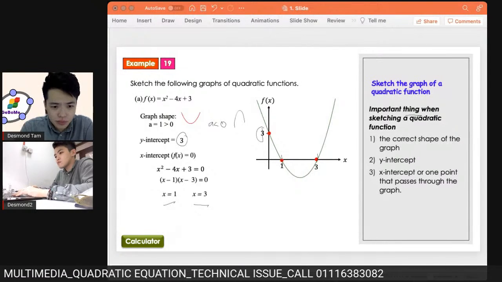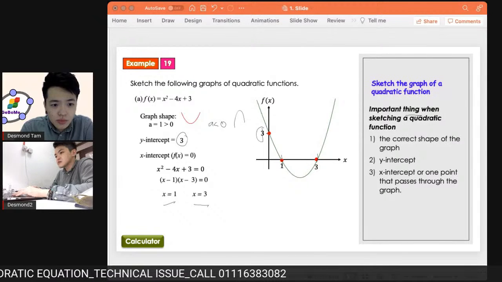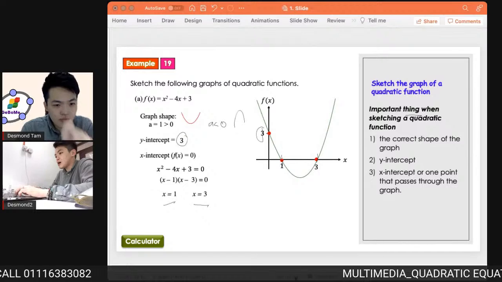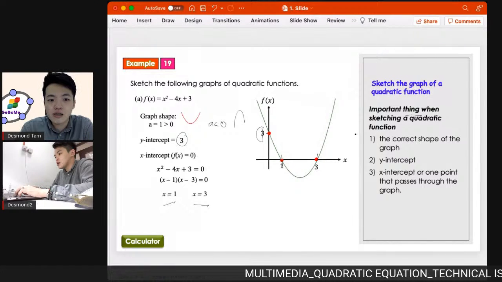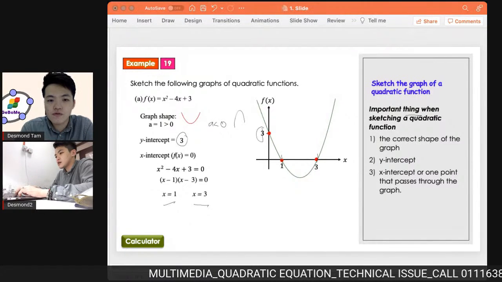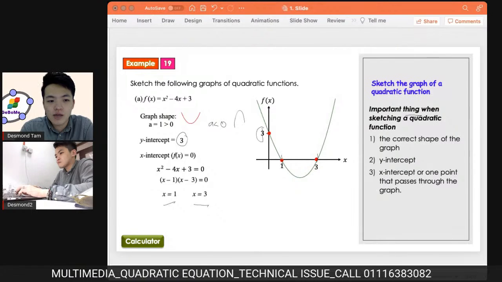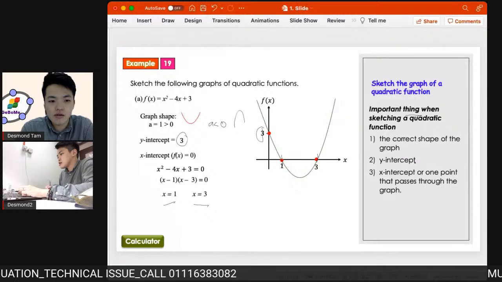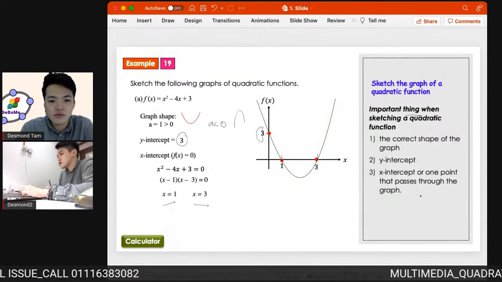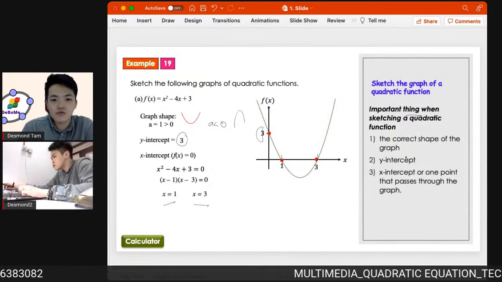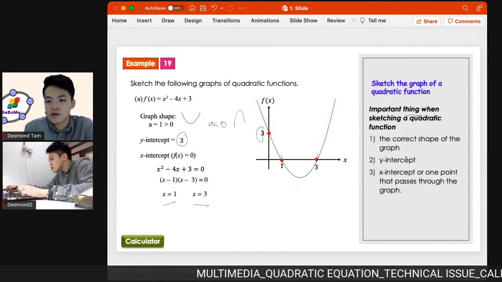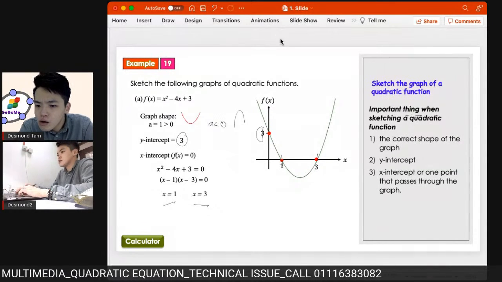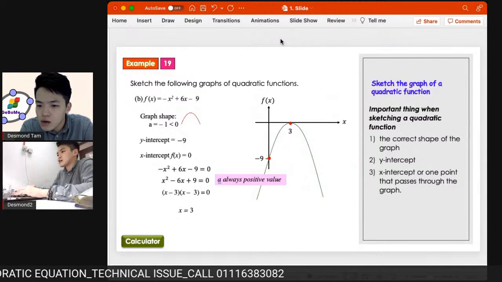The first part is whether it is factorizable or not. So we need to see the correct shape, the y-intercept, and also the x-intercepts as well. Okay, then the next slide is about another example.